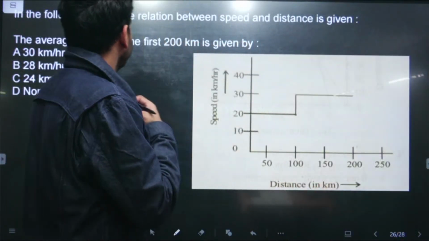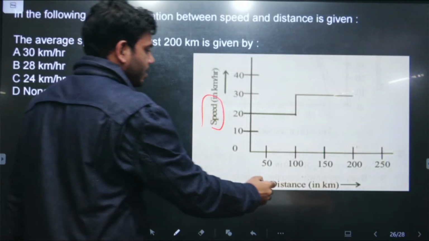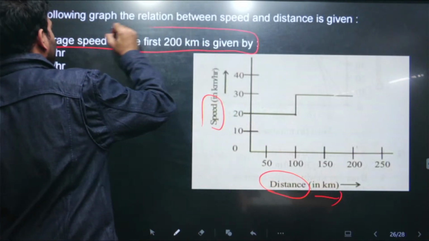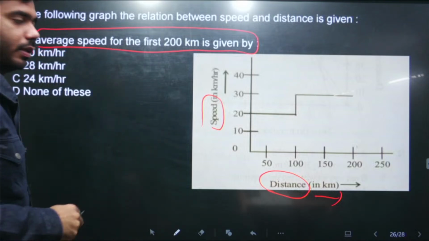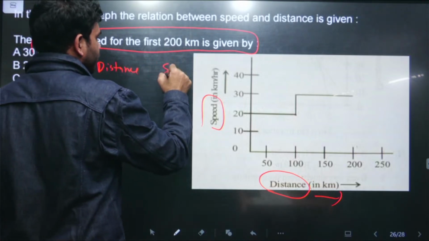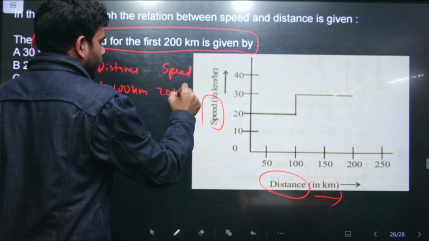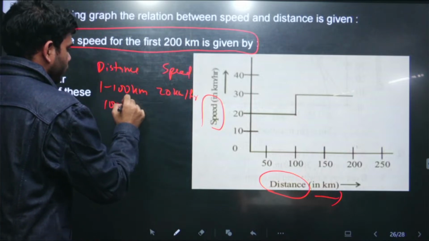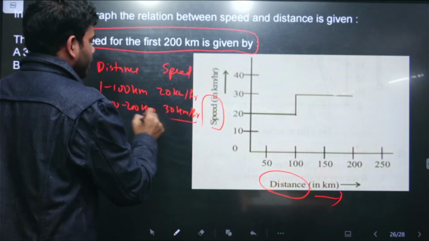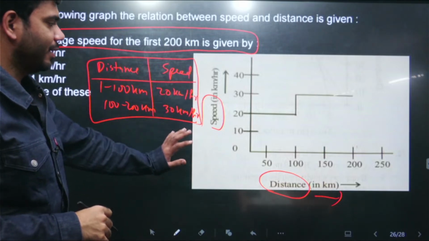So this is the next question and it is saying this is a following graph and it shows the relation between speed. This is the speed and this is the distance covered, and we need to find the average speed for the first 200 kilometers. ये पूछा हमसे and they are saying अगर table form में we have to show this distance and speed for 100 to 200 kilometers. The speed is 20 kilometers per hour, and for 100 to 200 kilometers the speed is 30 kilometers per hour.